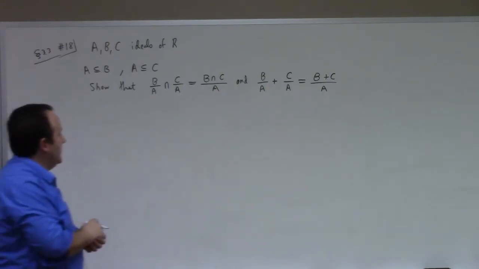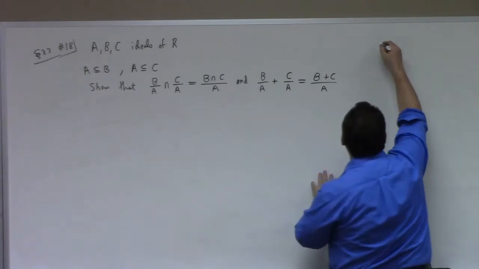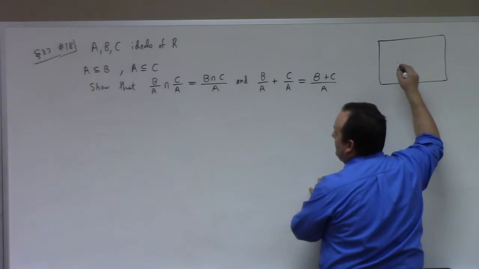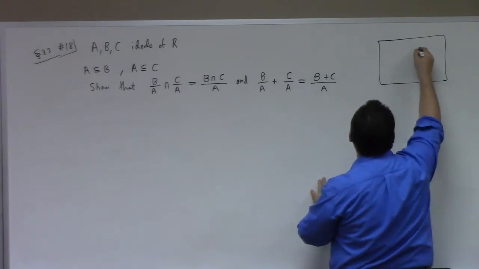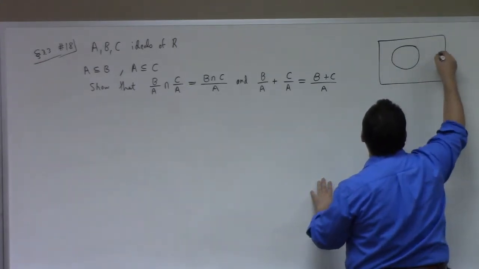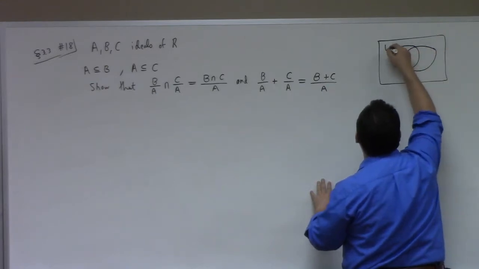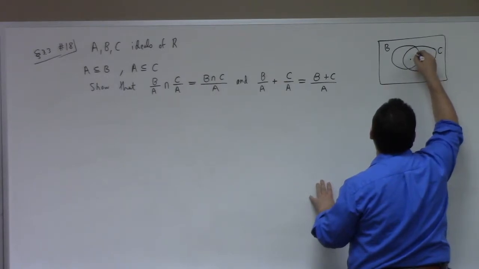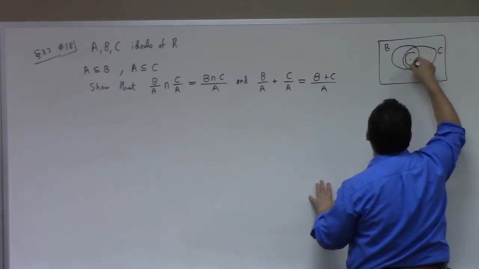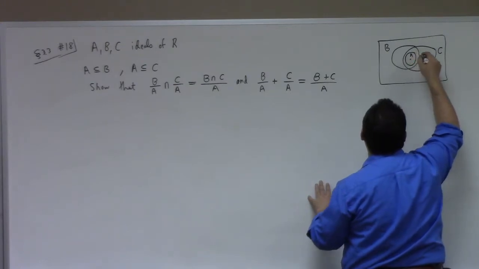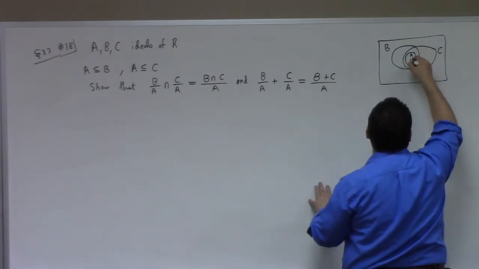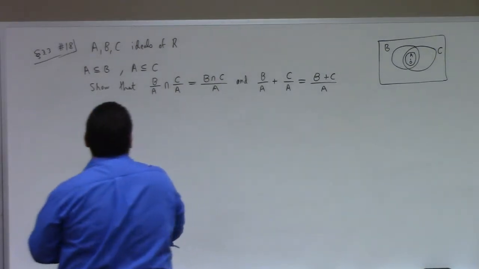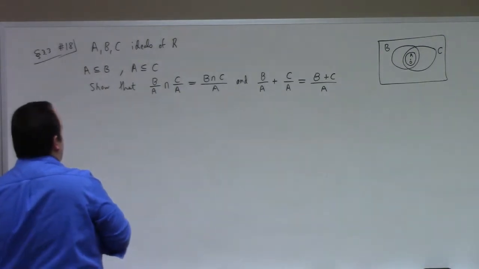All right, first of all, I'm going to draw a picture that may be helpful to me, possibly. So we've got B and C are in no way related, except that this is B, this is C, and A is in here somewhere, right? And we know 0 is in here, because they're all ideals, so 0's in there.